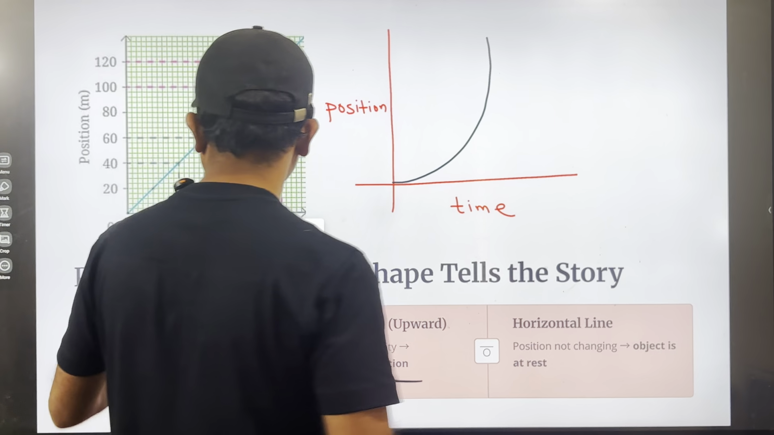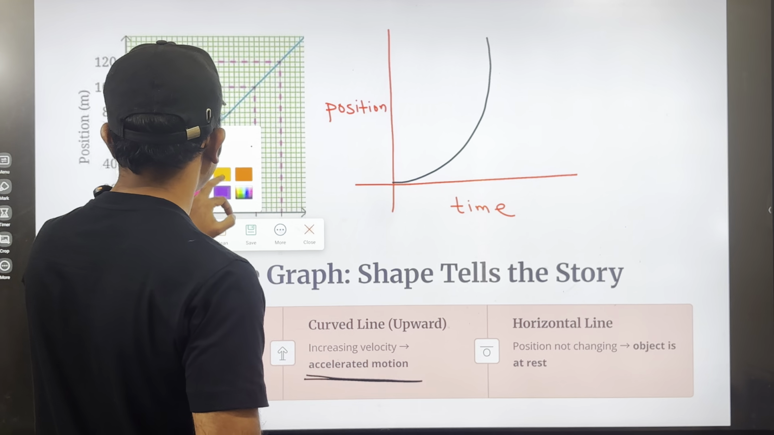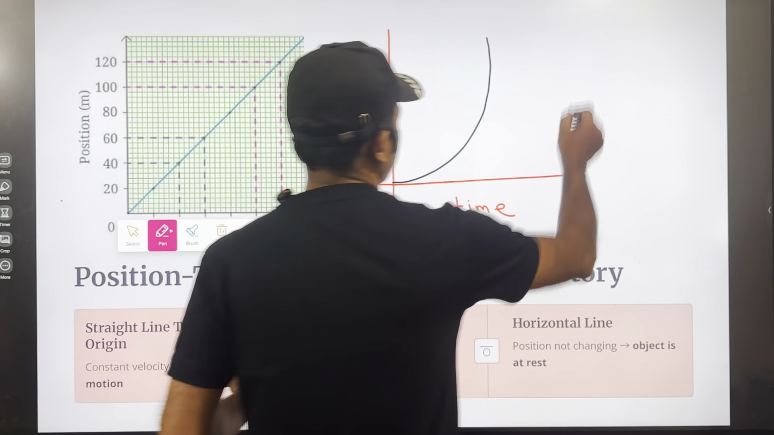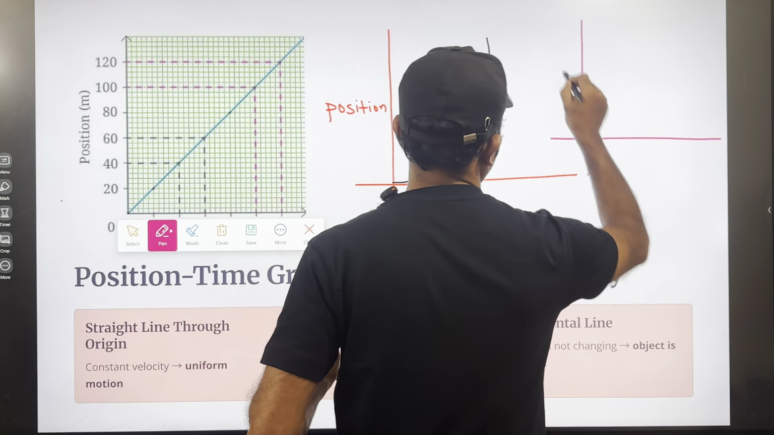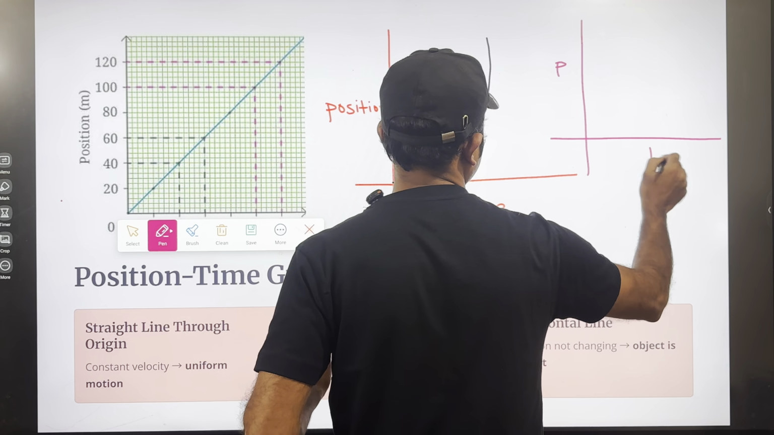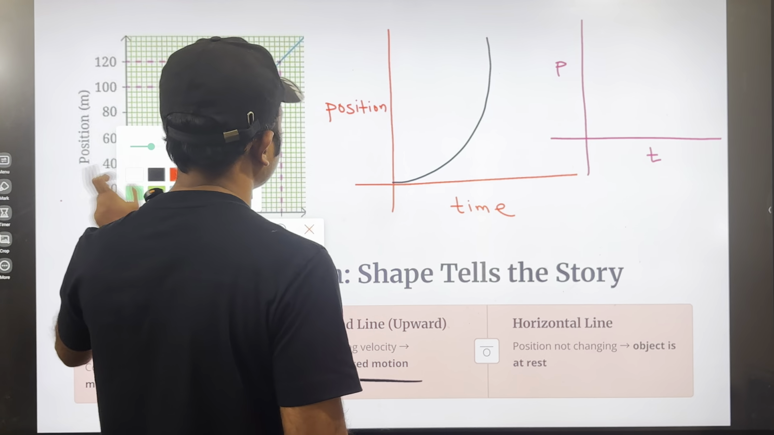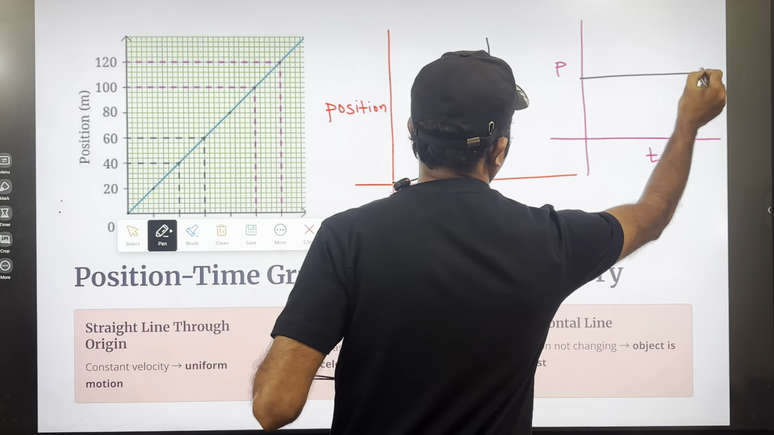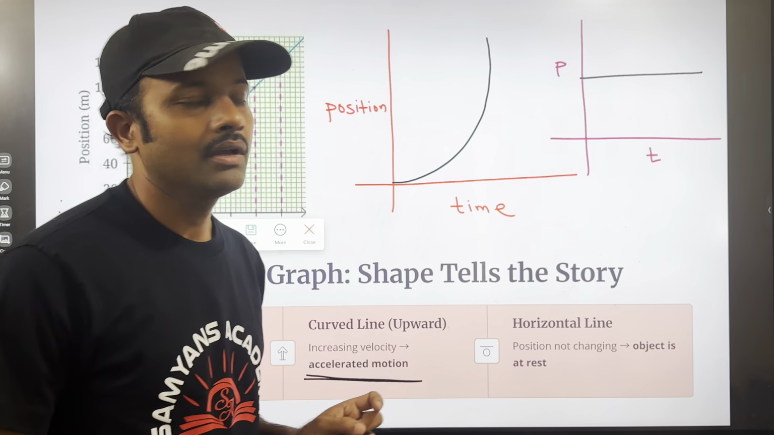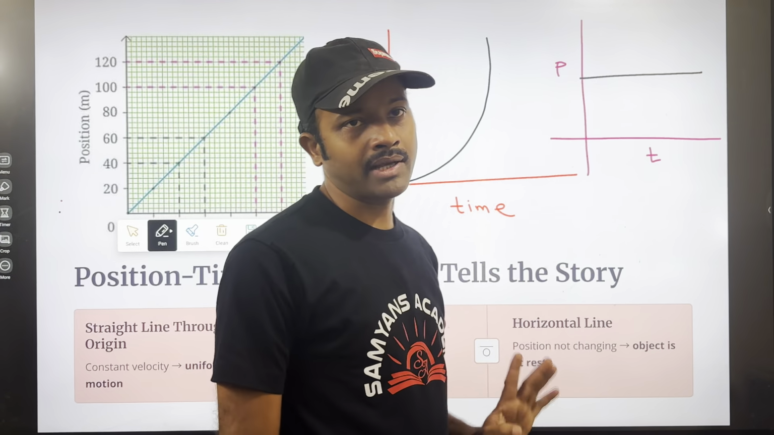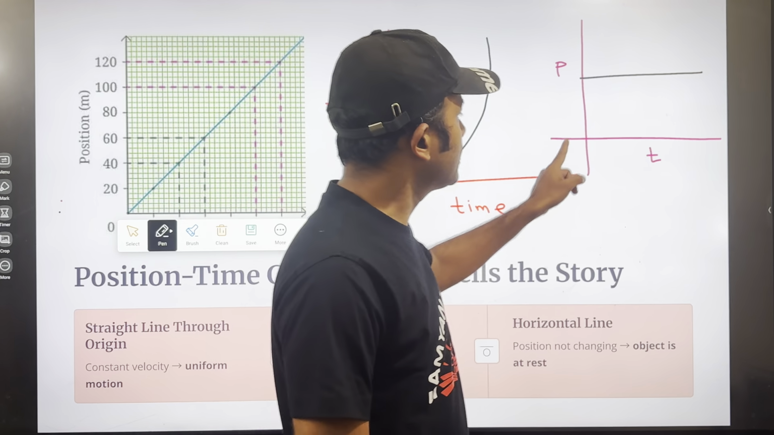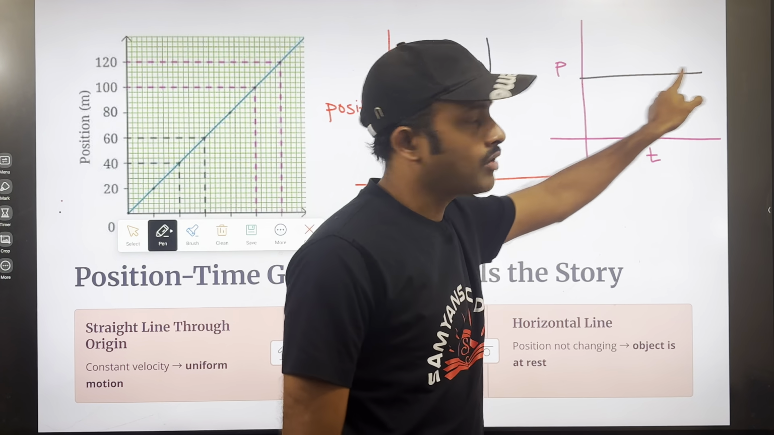Now the same graph between position and time: suppose I take position on the y-axis and time on the x-axis, and I plot the graph and get a horizontal line. This line is parallel to the time axis. What does it indicate? Your time is moving, but your position is not changing.